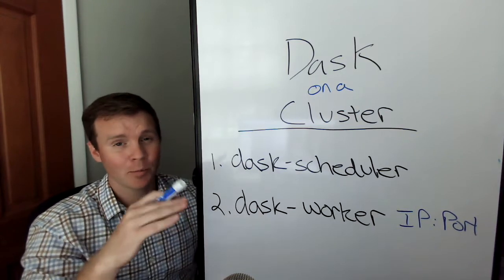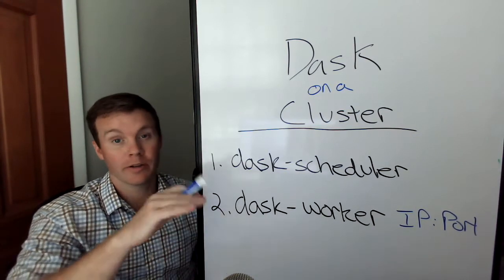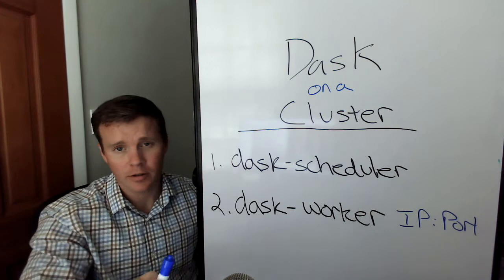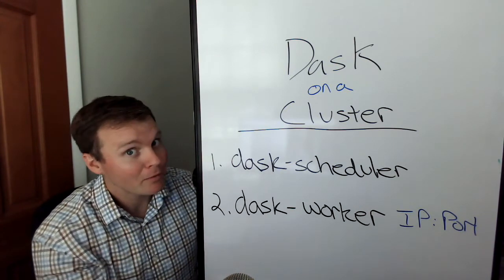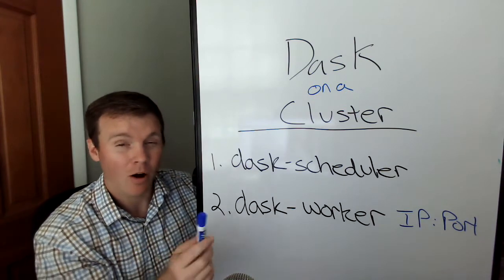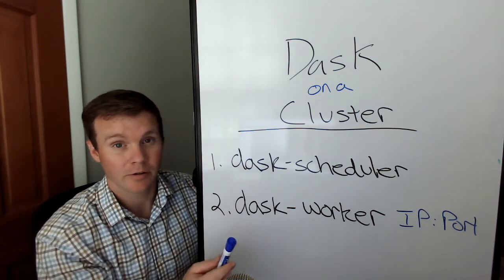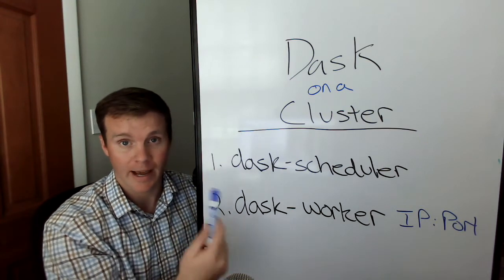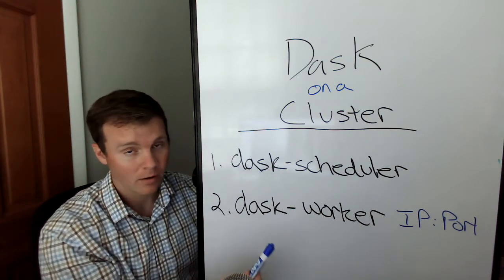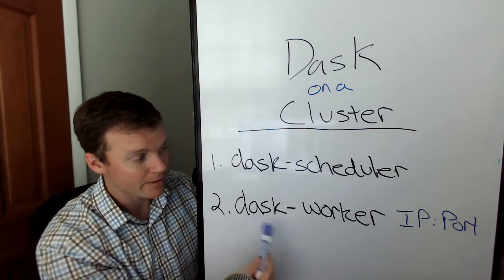So there are lots of ways of deploying Dask on a cluster. You can run Dask on Kubernetes, Dask on a Yarn cluster, you can use Dask SSH, you can use Coiled maybe if you want. But fundamentally, all you have to do to run Dask on a cluster is log into a machine and run this command, dask-scheduler.